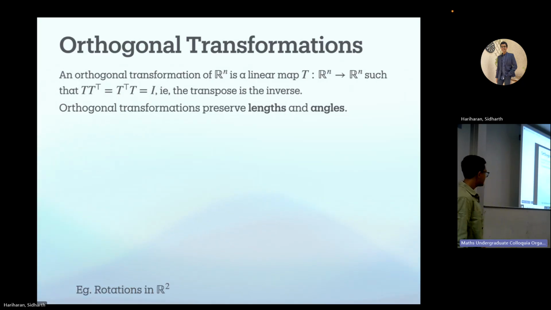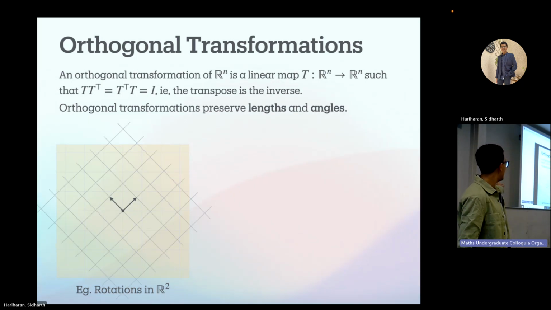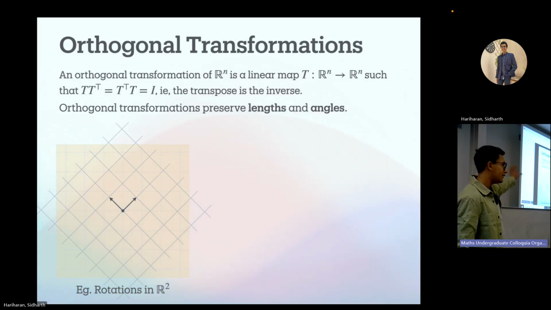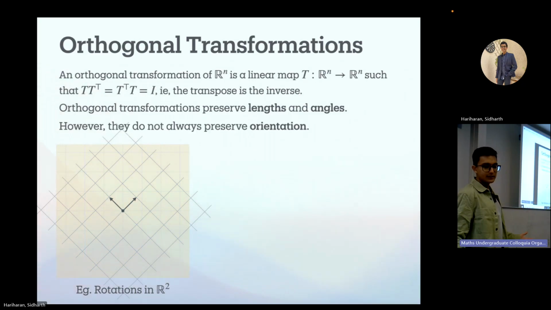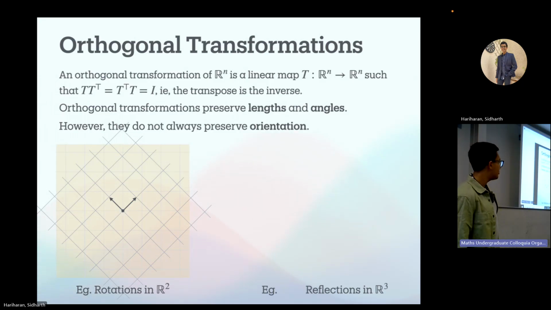A classic example is rotations of the plane. So if you have something that looks like this, the plane that we all know and love, and you rotate it, that is an example of an orthogonal transformation. The thing is, orthogonal transformations don't always preserve orientation. This is not going to be hugely relevant for us, but something that I want to stress. A standard example is reflections in R2 or in R3.